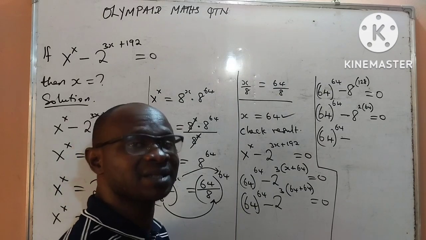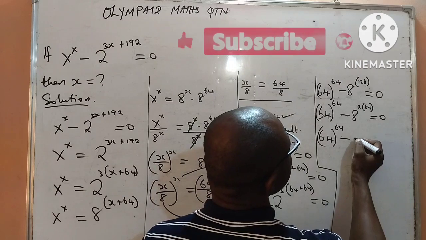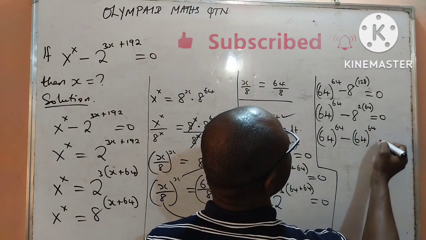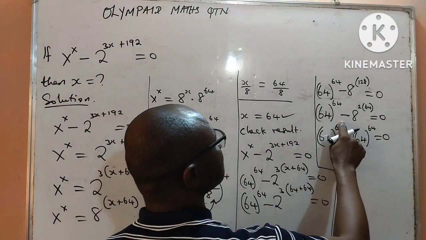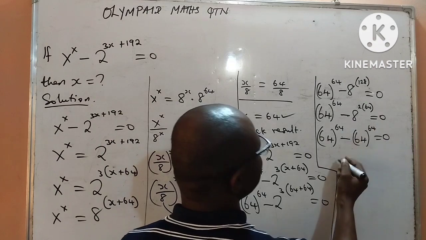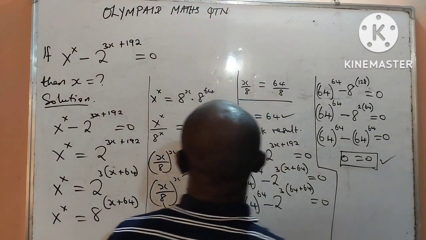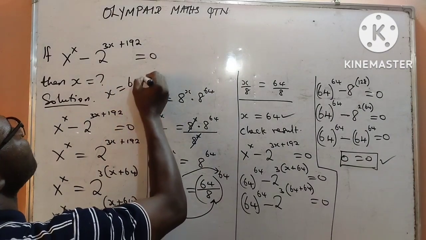Yes, 8 times 8, which is 64. So I can still write 8 to the power 2 as 64, then also raised to the power 64. Is it equal to 0? Yes, because 64 raised to the power 64 minus 64 raised to the power 64 is equal to 0. Beautiful. In conclusion, our value of x is 64.